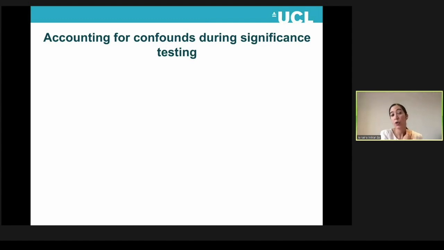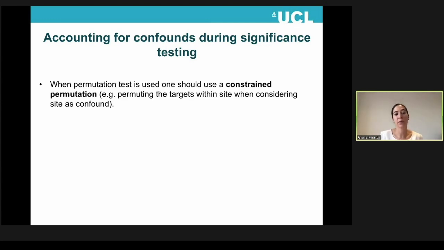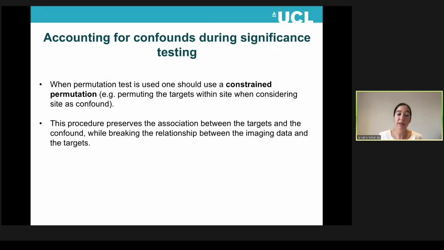which is that we should also account for confounds during significance testing. So if we are using a permutation test, then we should use a constrained permutation. For example, we should permute the targets within the site when considering sites as confound. This procedure preserves the associations between the targets and the confounds while breaking the relationship between the image data and the targets. And this procedure is important even when we use an approach to account for confounds.